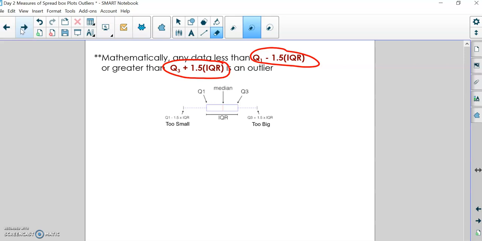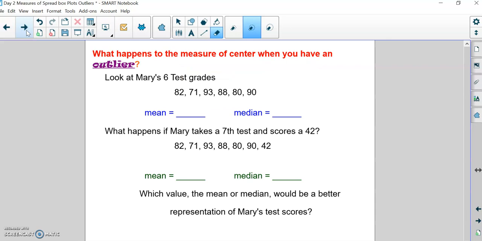Anything that falls in between is not going to be considered an outlier. So it's important to make sure that you have that formula. And so we're going to calculate this. We're looking at Samari's 6 test grades. We talked about this data yesterday. So we're going to calculate the mean and the median, and then we're going to discuss the possibility of an outlier on the next one.